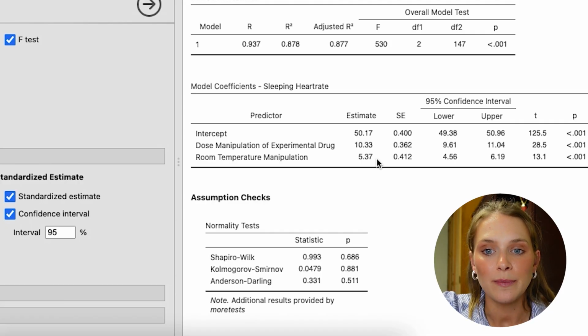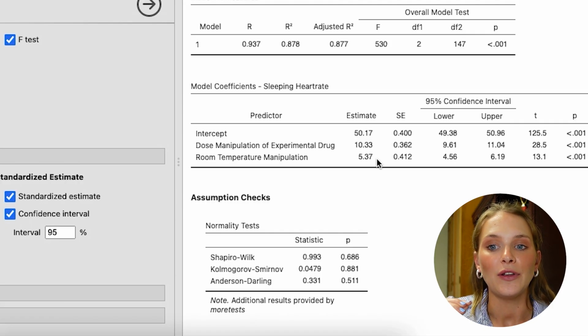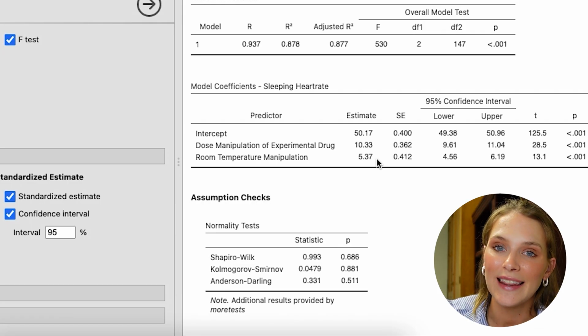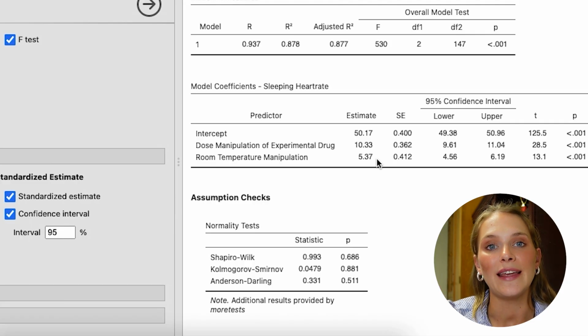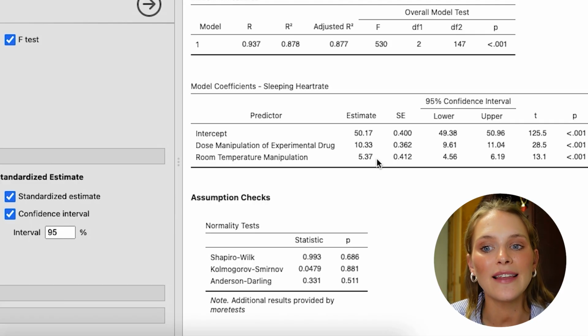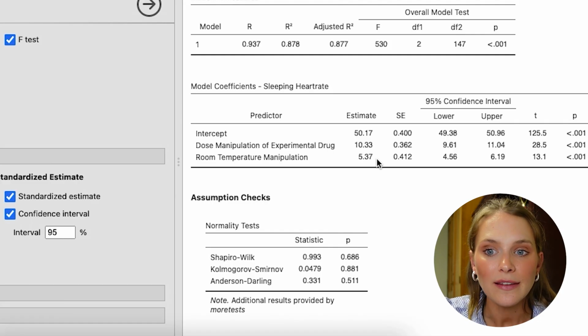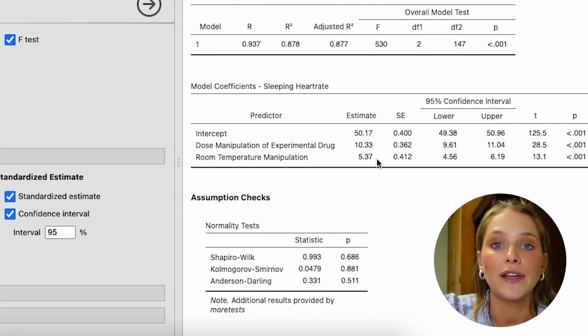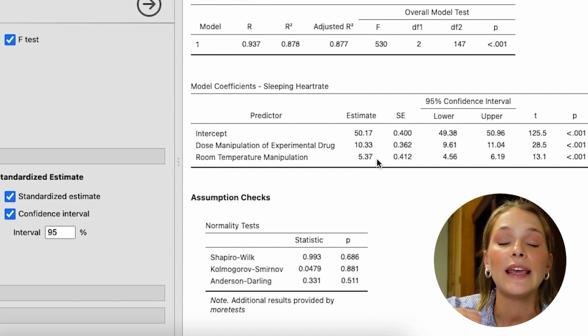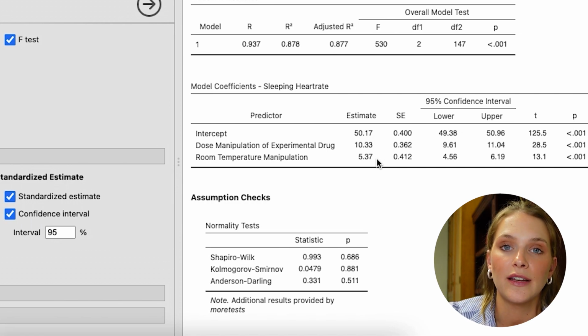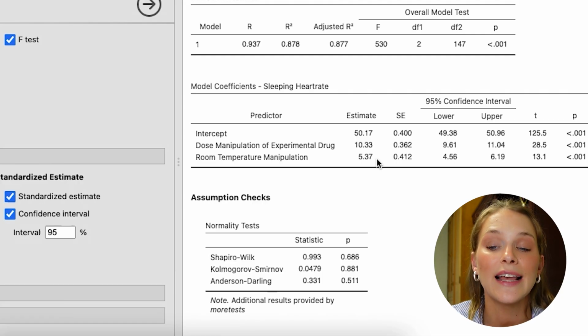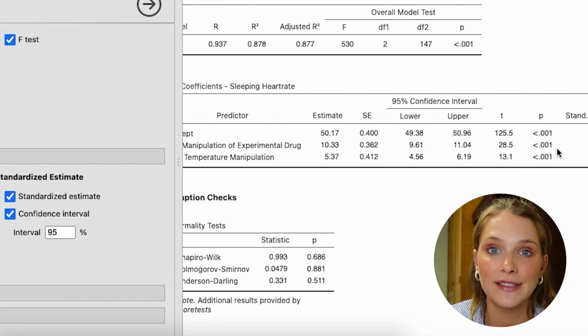Then here, for room temperature manipulation, we have a value of 5.37. So for each additional degree that is increased, the athlete's heart rate increases 5.37 beats per minute. Now, we also have the standard error for that value. We have the upper and lower limits, and then you'll see we've got some p-values here. So whereas the first table told us if the overall model was statistically significant, this table breaks it down by predictor and tells us which predictors are statistically significant. And in this situation, both of our predictors are statistically significant.